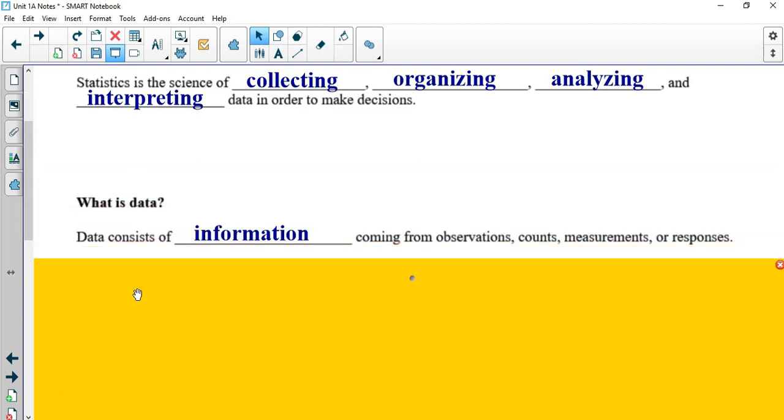Now, what is data? Data consists of information. Just info, coming from observations, things we watch, see, things we count, measure, or responses, like of a survey.